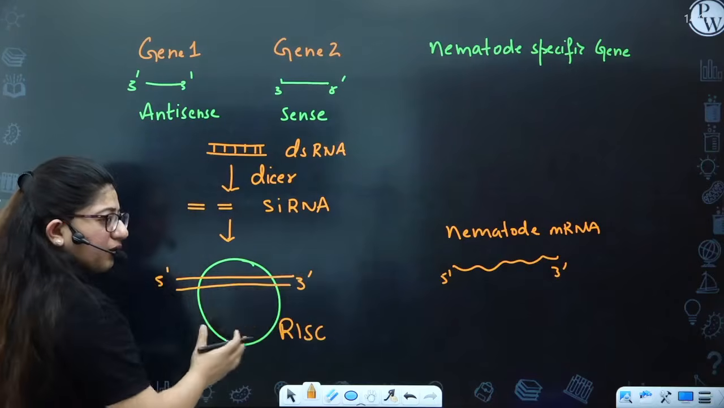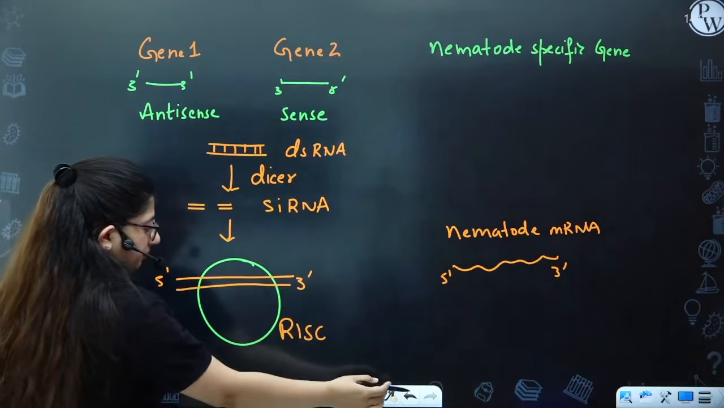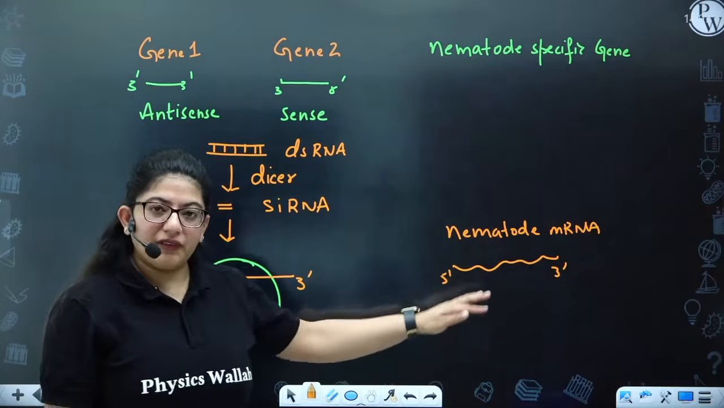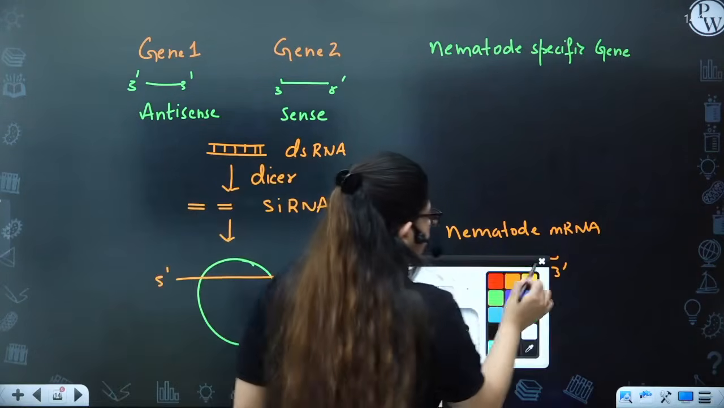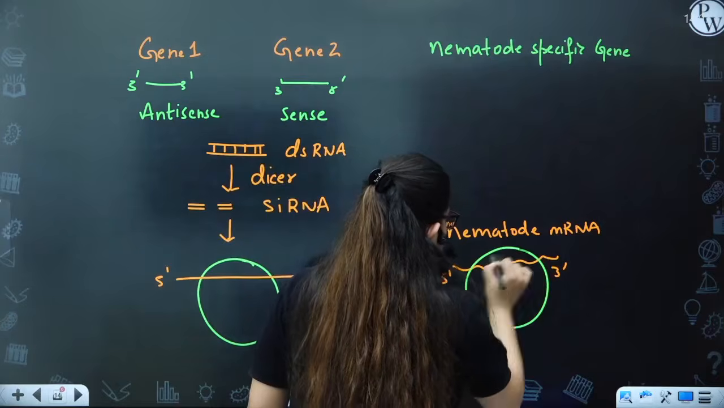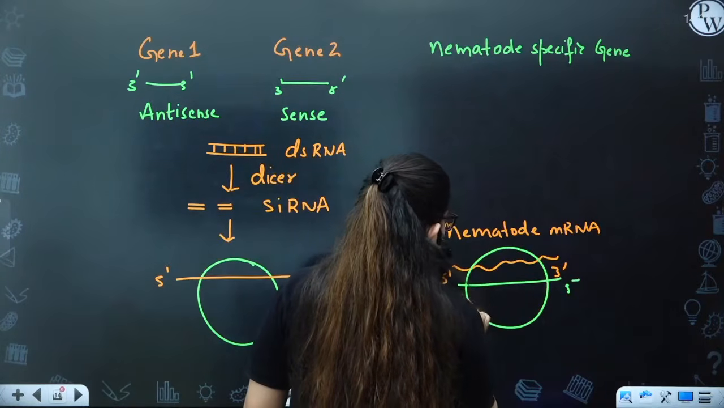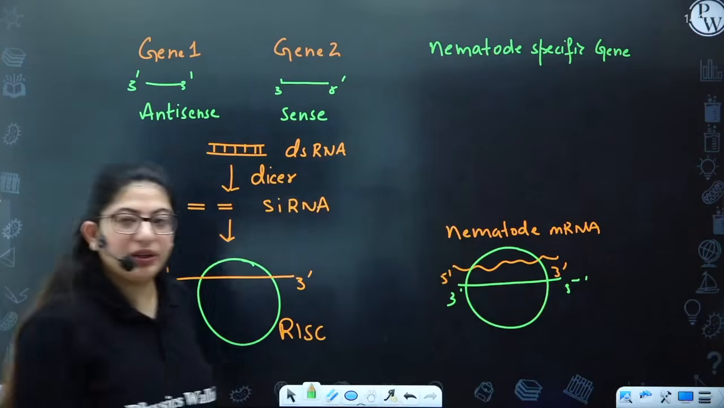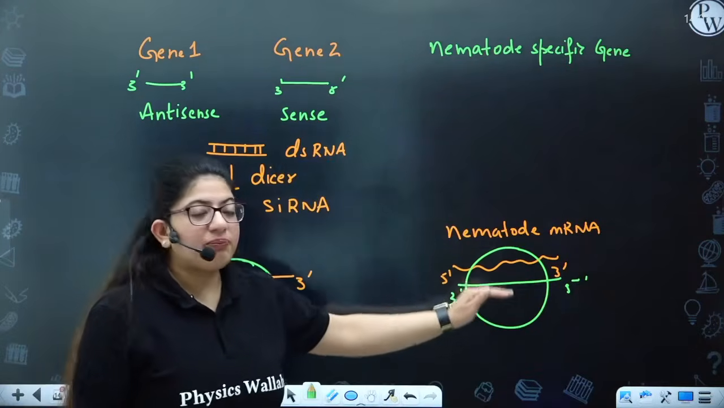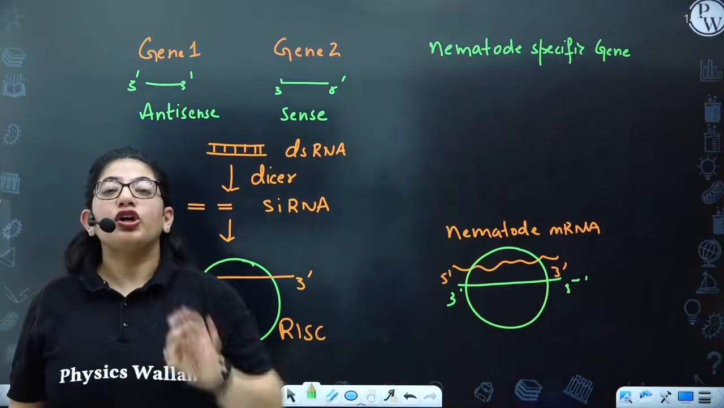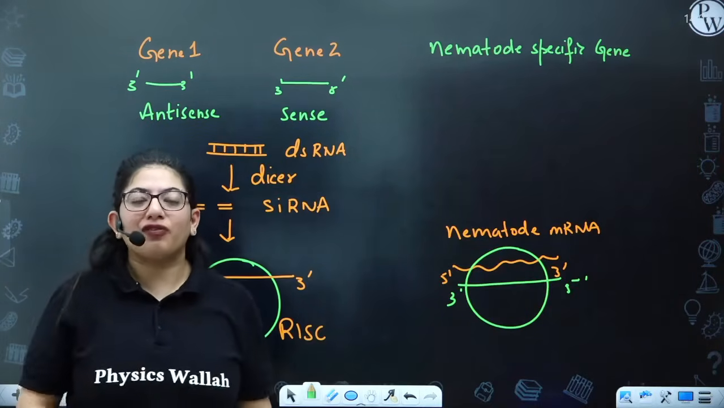It can easily recognize this, right? This RISC which is already in the plant, when a nematode infects and gives mRNA, this RISC will bind to it. Okay, this RISC will bind to it. Yes, so when the RISC binds to it, it will chop it into pieces, and this is how you are killing the mRNA of the nematode.